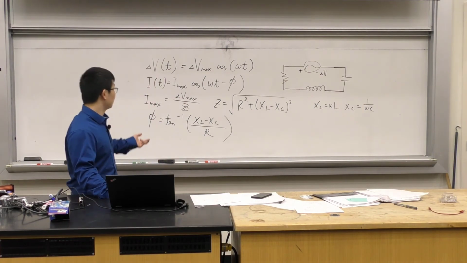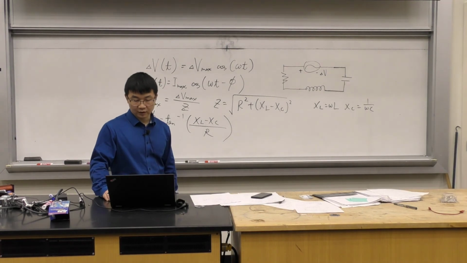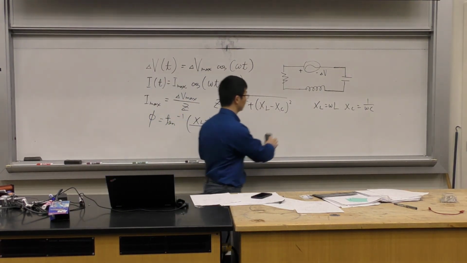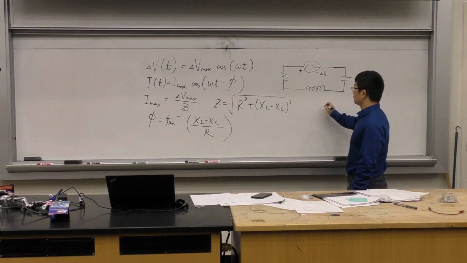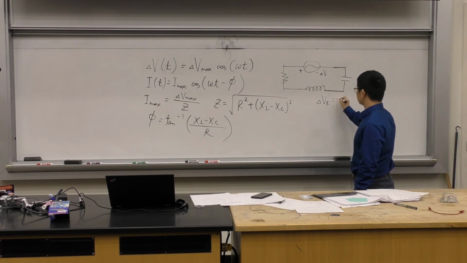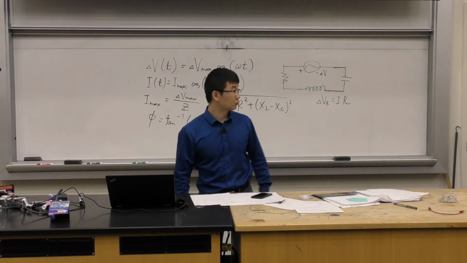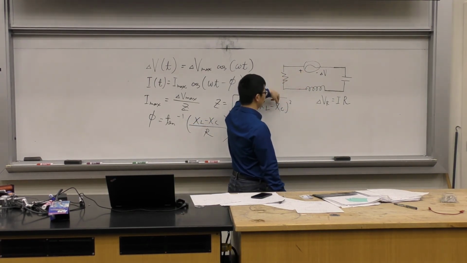The current is easy, because there's only one current. Then what about the voltage on each guy? So first of all, how do you find the voltage on the resistor? Voltage on resistor, that's easy. I can just do I times R, right? Because for a resistor, you can still use Ohm's law. It doesn't matter how many elements are connected to this. If I know the current through this guy, I multiply the current by the resistance, I get the voltage.